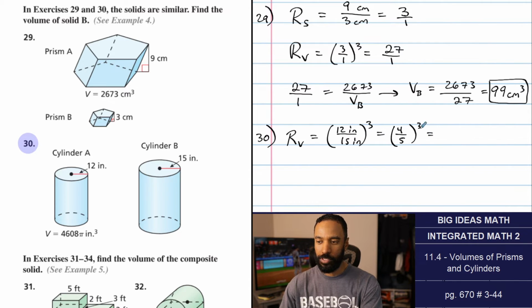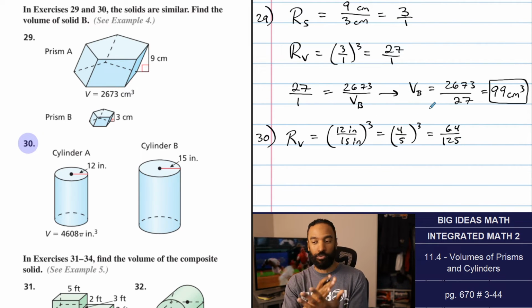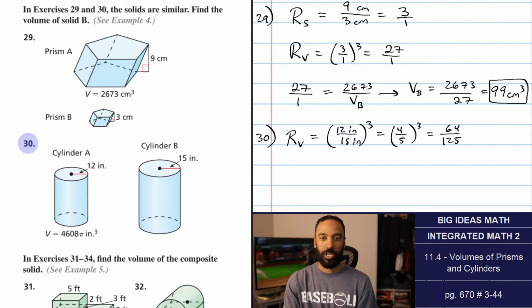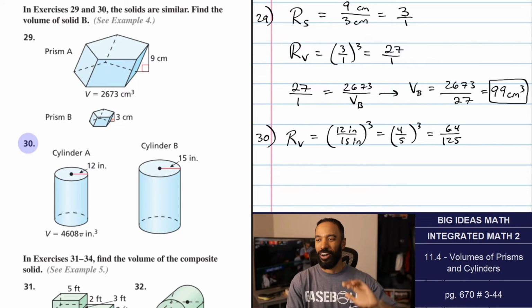But 4/5 cubed is 64 over 125. Now, 0.8 cubed would be 0.524. So 64 over 25 apparently is 0.524. So cylinder A is 52.4% that of cylinder B, all that kind of stuff if you want to say it that way.